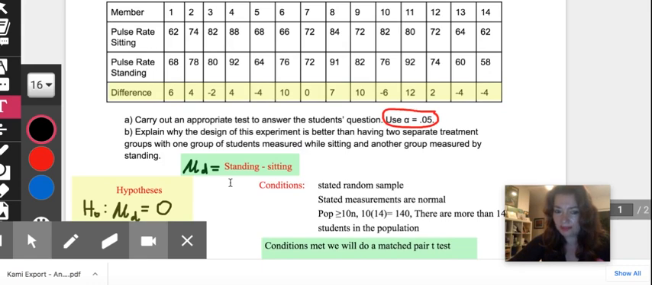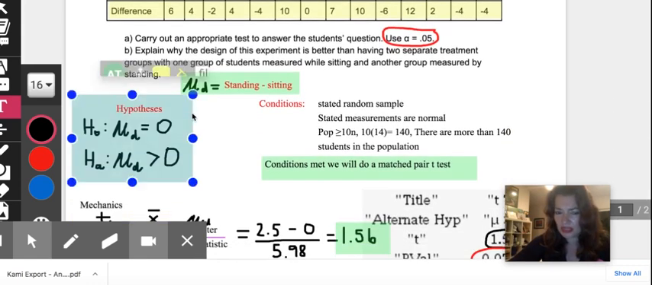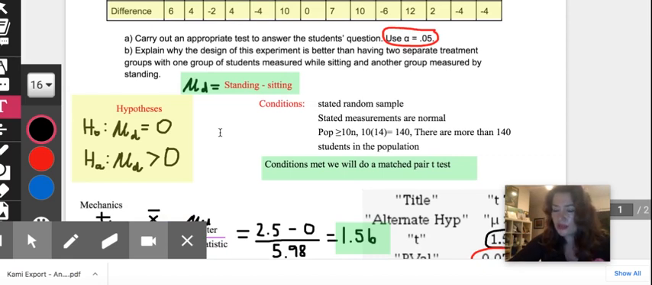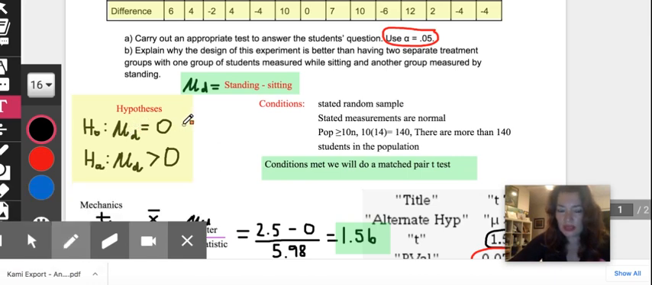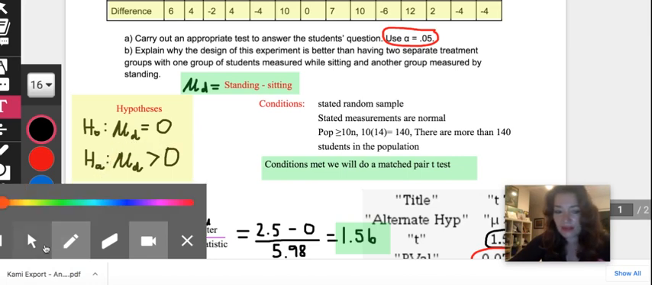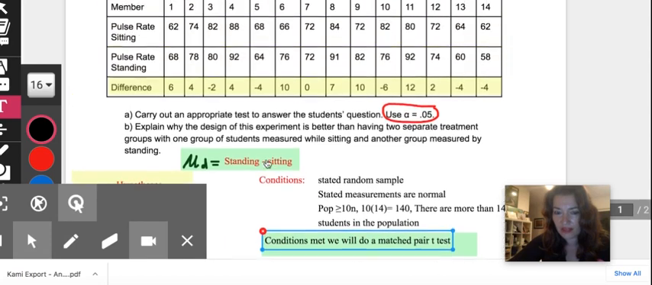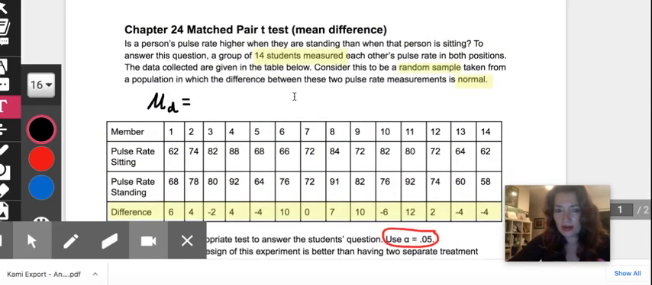I wrote that down. Now in our hypothesis statement, the null basically always is there's no change, there's no difference, it is the same. In this case, the difference between standing and sitting is 0 because there is no difference. So I'm going to write that the mean difference right here is equal to 0.